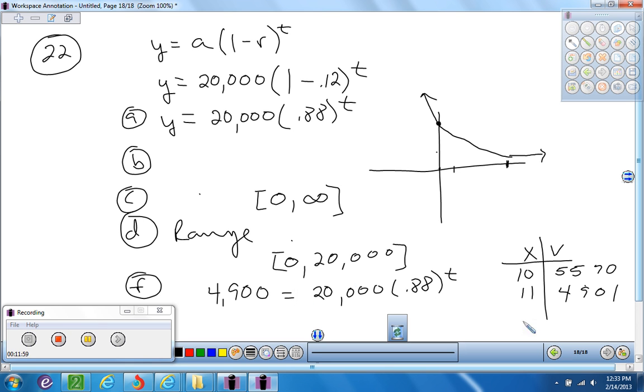The question says about, so they want to know when it's around this number. It doesn't say less than. So we would come up with 11 years. So it's just kind of plug and chug until you get a value that's close to that. And so 11 years.